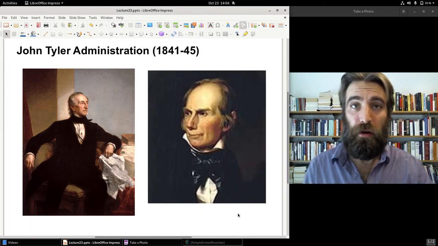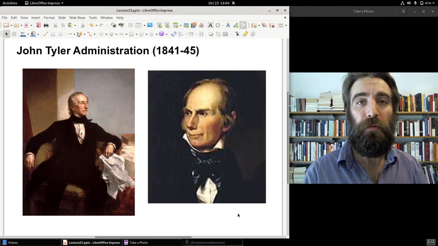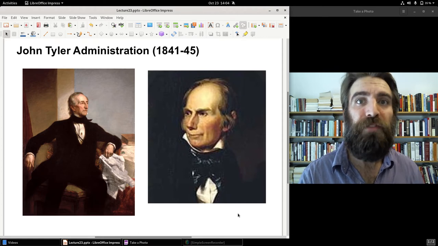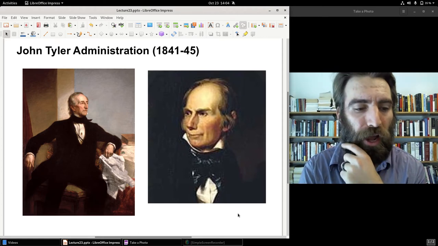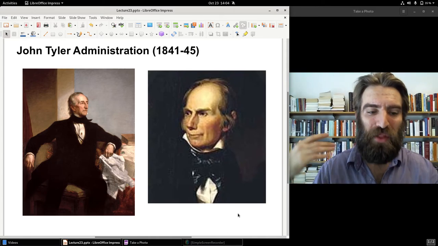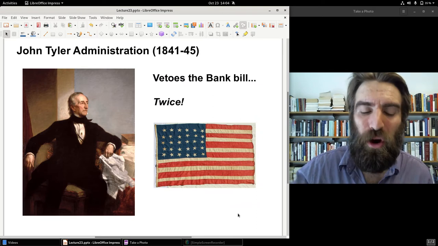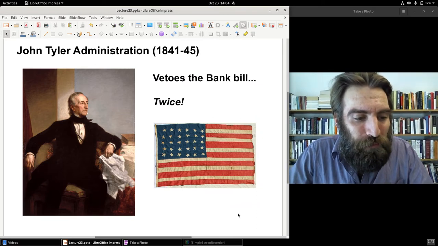Clay tries again. I mean, remember, he's got the House and the Senate. Clay passes a bill through the House. This time they rename it. It's still the Third Bank of the United States, but they give it a different name. Call it the Fiscal Corporation. Oh, this sounds a little more benign. It passes the House, passes the Senate. You guessed it. John Tyler vetoed that bank bill once again.